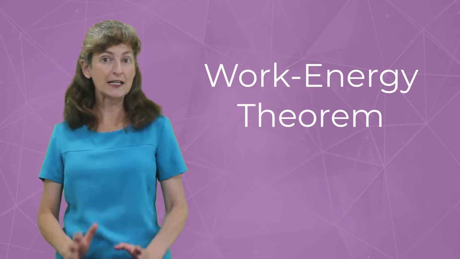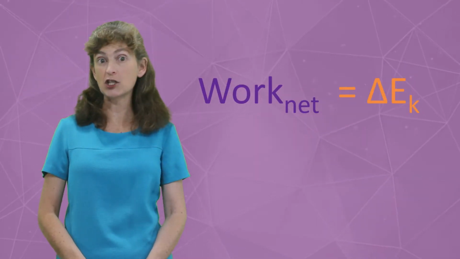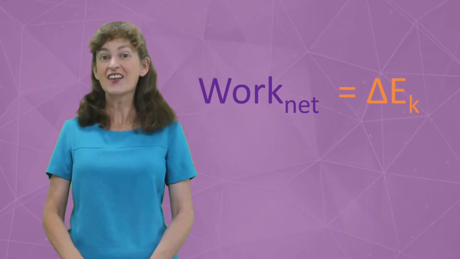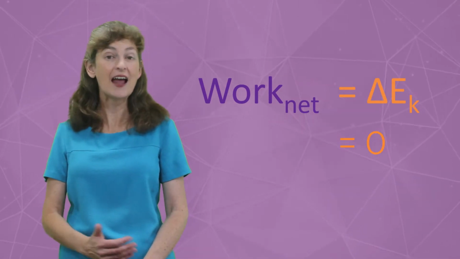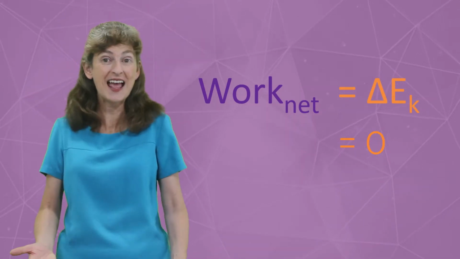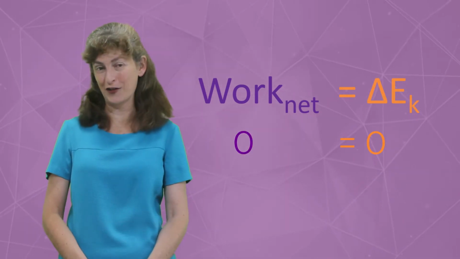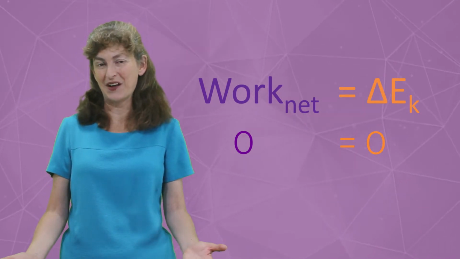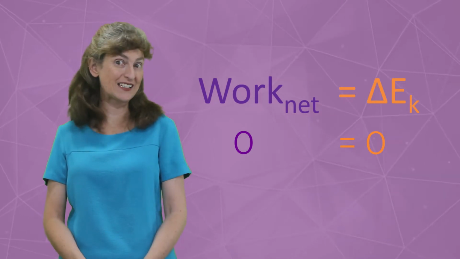We know from the Work-Energy Theorem that net work equals change in kinetic energy. We know that in this case, the change in kinetic energy is 0 because the mass and velocity of the car are the same at B and C. And that means that the net work on the car is also 0. What is net work? The sum of the work done by all the forces acting on the car.